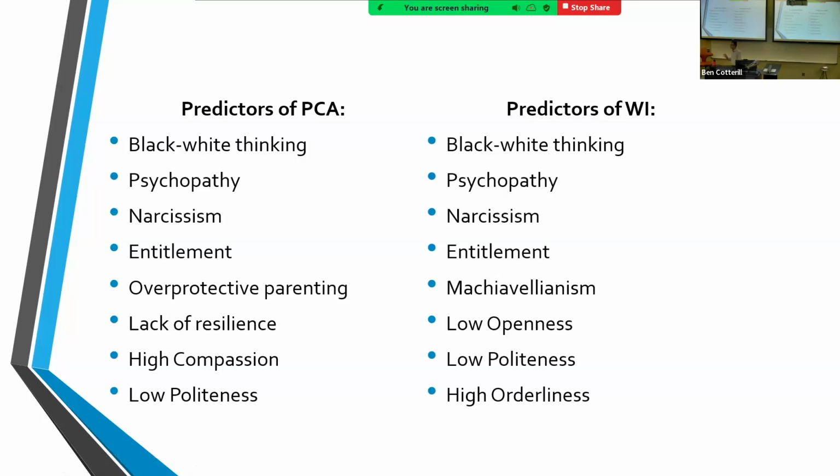For the most part, that's not too surprising because it's in line with those on the extreme right. The only real exception is low politeness, because usually those on the right are high in politeness. For PCA, lack of resilience, high compassion, low politeness. Okay, again, not too surprising because it's in line with those on the left. What's unusual is that they're not high in openness, okay, because usually those on the left are high in openness. Okay, so still something that needs further research.